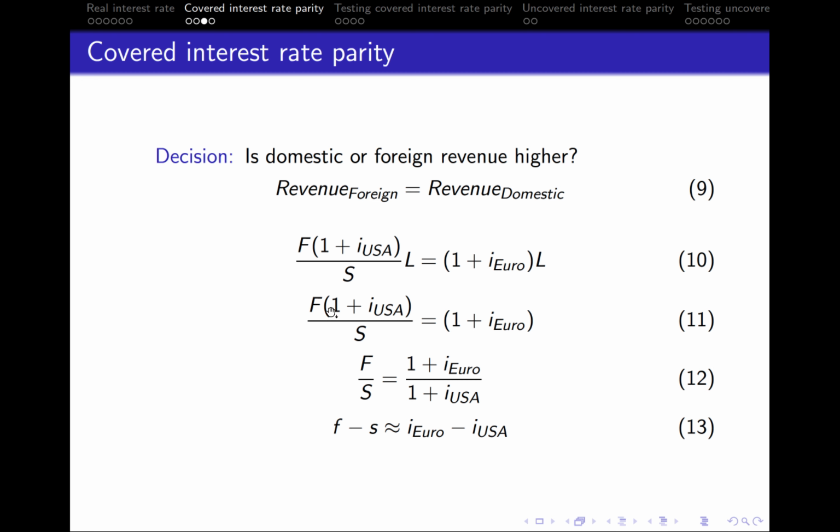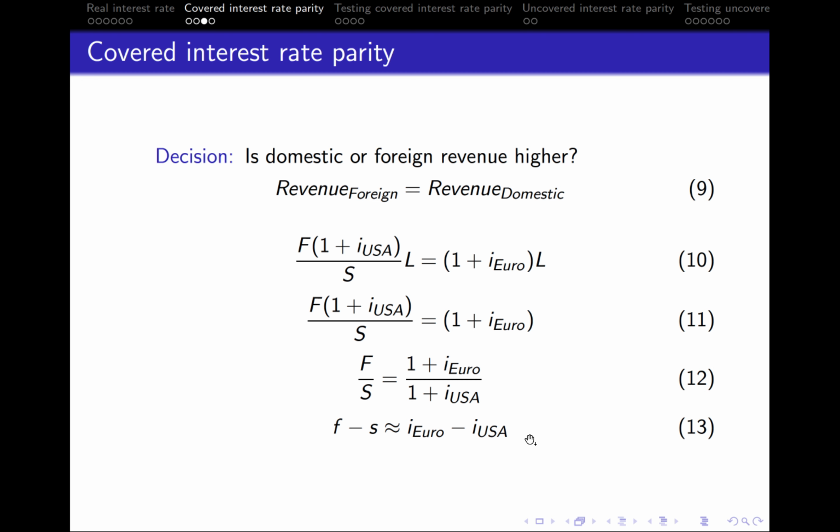So first, look, I can divide both sides by 1 plus i_USA. And now if I logarithmize both sides, and use what we've learned today, so logarithm of 1 plus x with small x is equal to x, we get the logarithmic version of the covered interest rate parity. And we see here that the difference between the logarithm of forward minus the logarithm of spot exchange rate should be equal, approximately, to the difference in interest rates.